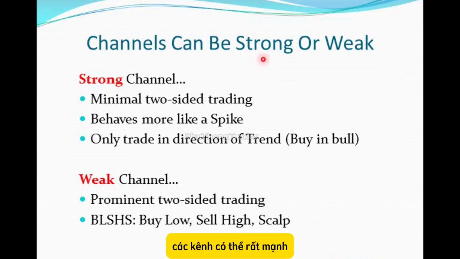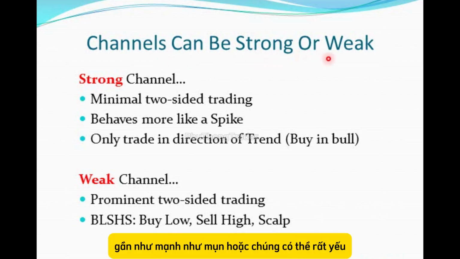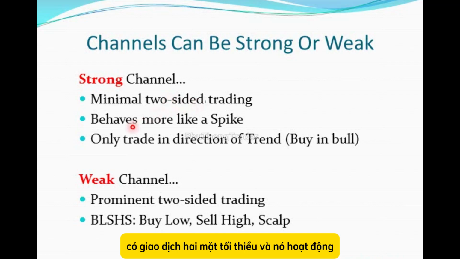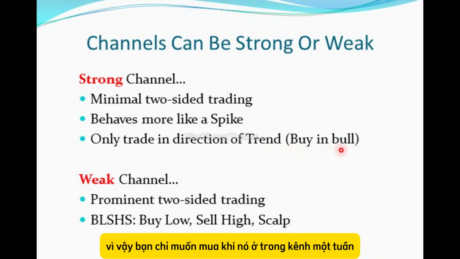Channels can be very strong, almost as strong as breakouts, or they can be very weak, almost as weak as trading ranges. In a strong channel, there's minimum two-sided trading, and the market's behaving much more like a spike. When you're in a strong channel, only trade in the direction of the trend, and we're talking about bull trends here, so you only want to buy.